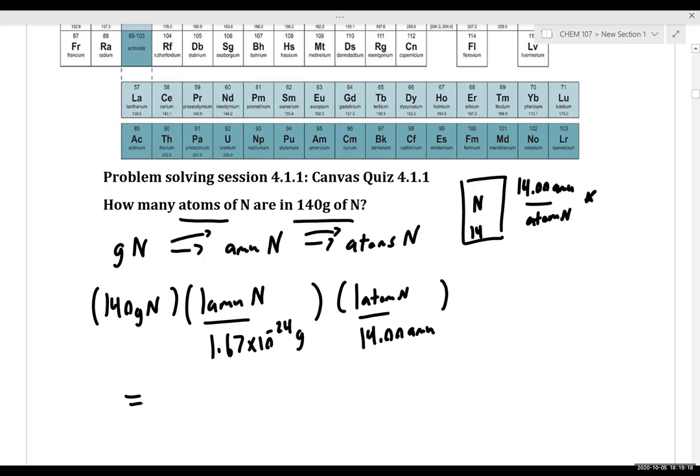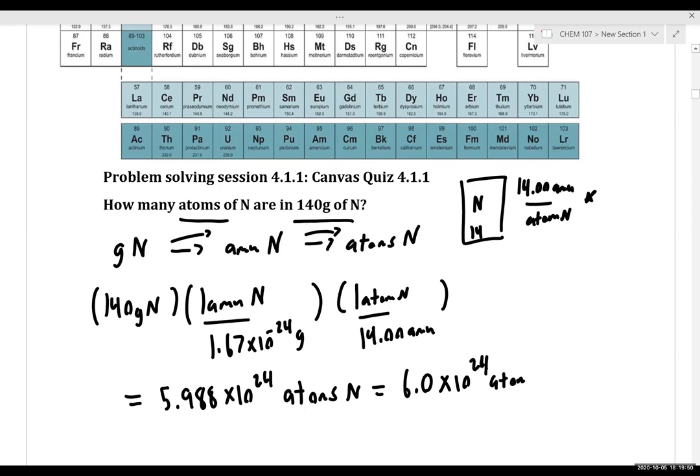Punching this into our calculator, we have 140 over 1.67 over 14, and that gives us 5.988 times 10 to the 24th atoms of nitrogen, which we round to 6.0 times 10 to the 24th atoms of nitrogen. Does this example make sense?